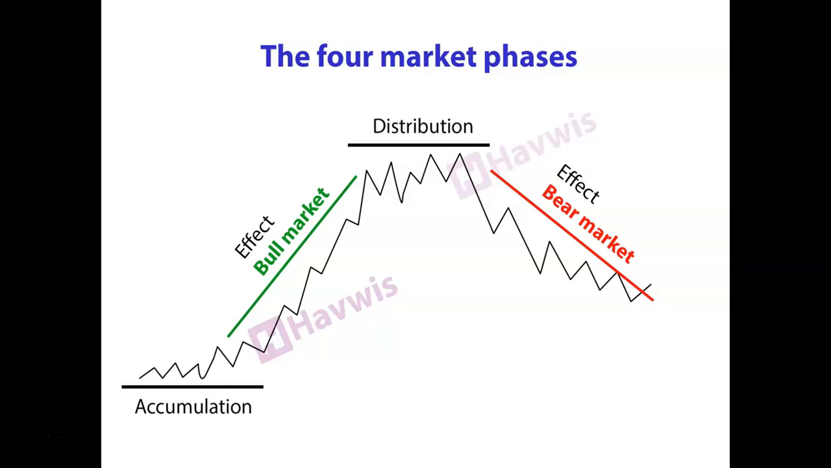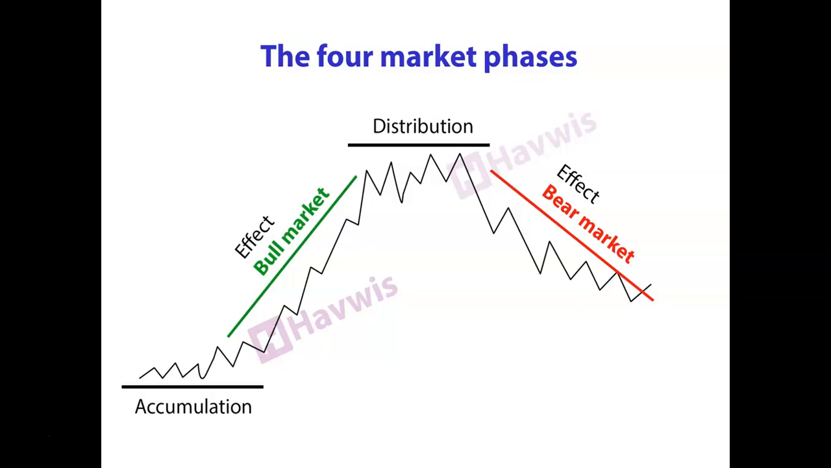So the effect will be the bull market. When people buy that coin in large quantities, when many people get in, the coin, the stock, the commodity has much demand, and that will give us a bull run. The market will go up, and up to a point of supply, it will begin to distribute.